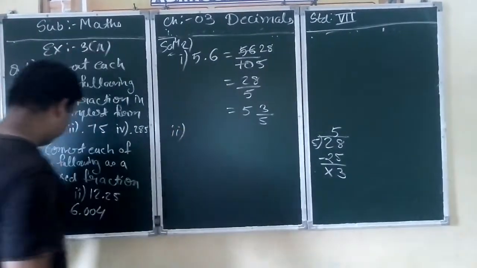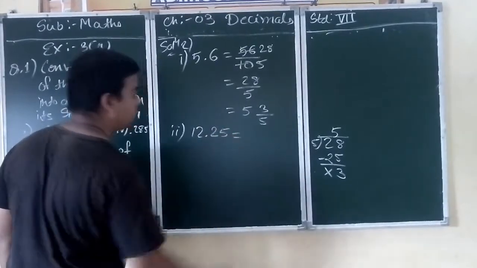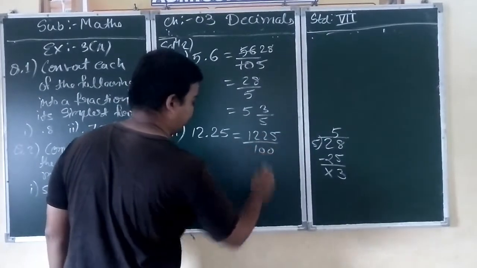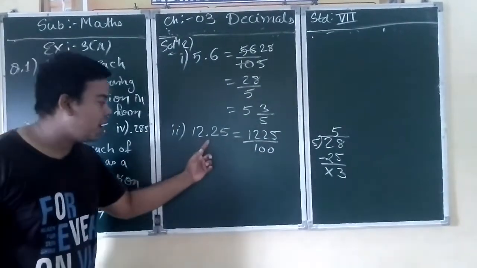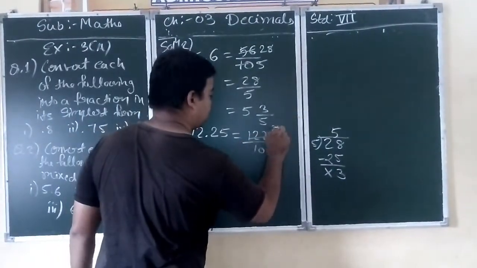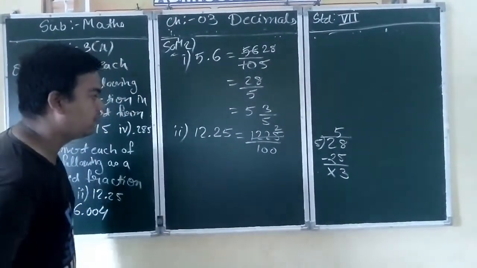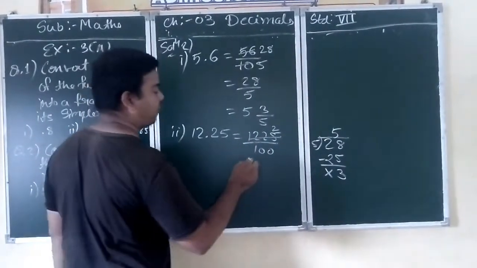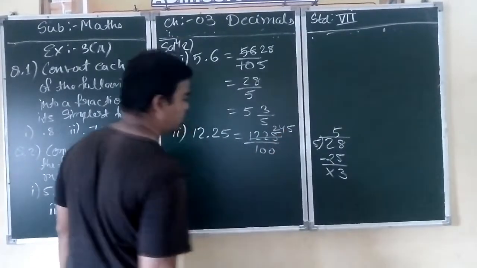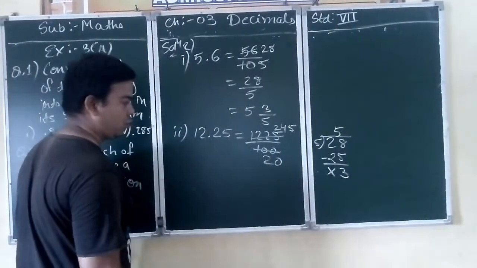The second problem, 12.25. 12.25 means 1225 by 100. Okay, correct? After the decimal point, only 2 digits are there. So now divide by 5. We change it to simplest form. 5 2s are 10, 5 2s are 20, 5 5s are 25, 5 to 45, 5 2s are 10, 0. You can divide more.